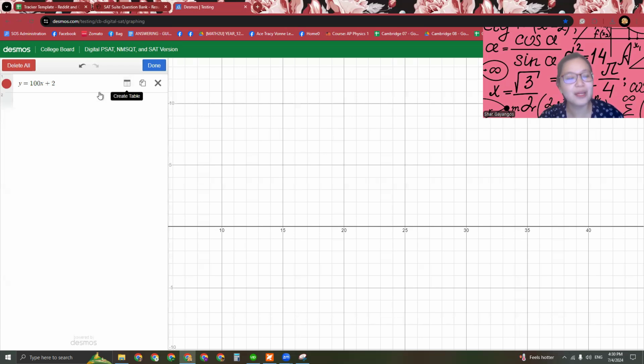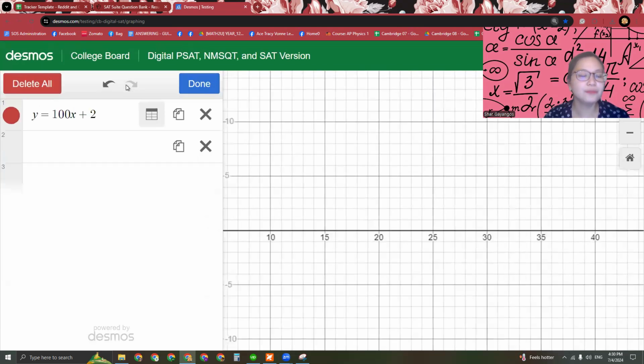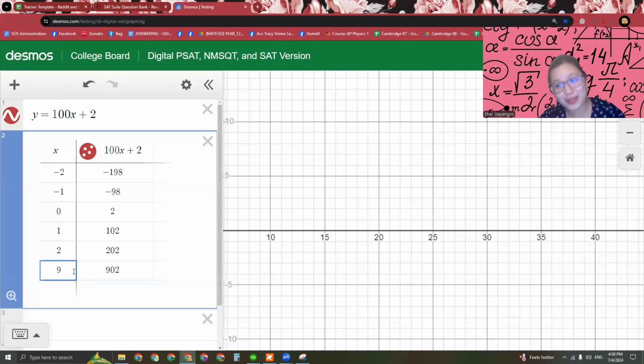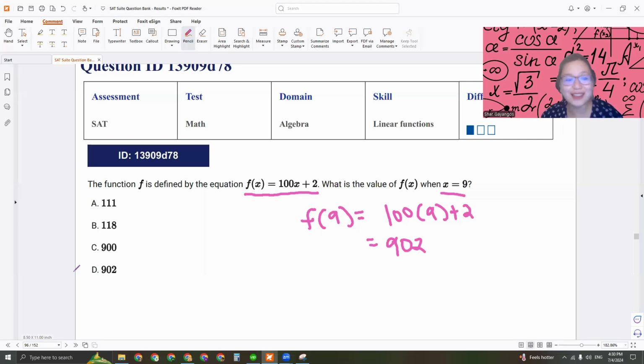for your SAT prep. Okay, once you've entered the equation, just click the edit list button and then you will have this table icon and then click create table. Let me zoom that in. Oh, controls. There we go. Click this. It will generate values for you from -2 to 2. But what we're looking for is 9. So just type 9 here and it gives you right away the value without you plugging in. So that also helps you avoid any careless mistakes. And we can confirm that our answer is D, 902.